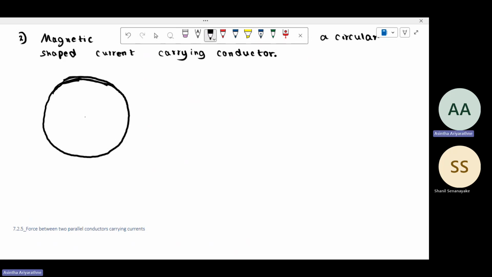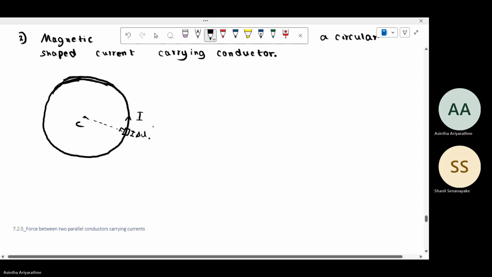Right? So at the center, let's consider this delta L element. Center C, current is I through the conductor, circular shape loop. So you can see here the current and the line connecting the center point and the delta L are perpendicular.